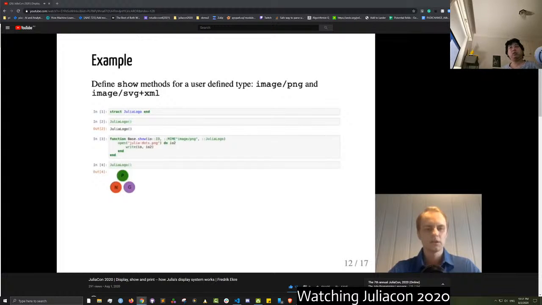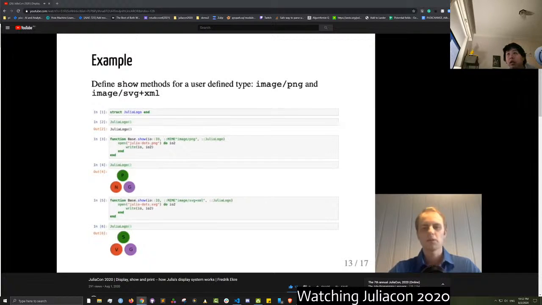And then we define a very simple show method. So I have a PNG file stored, which is called JuliaDots.png. So my show method here just opens this file, reads all of the bytes, and writes them to the I/O. And now we can see that the output has changed from the default text one to this PNG image.